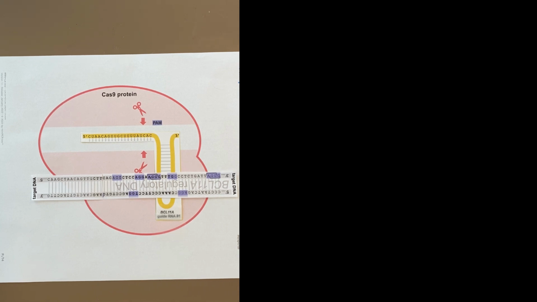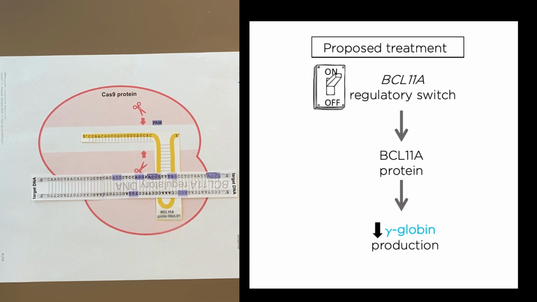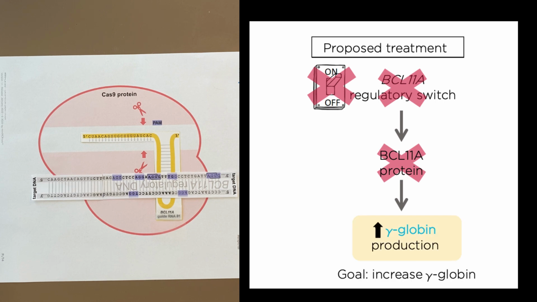Now, if these edited cells are put back into a human patient, the BCL11A regulatory switch is broken, so the BCL11A protein will not be produced in red blood cells. In the absence of this inhibitory BCL11A protein, the red blood cells will produce gamma globin protein, and fetal hemoglobin will be present to counteract the effects of the sickle cell mutation.